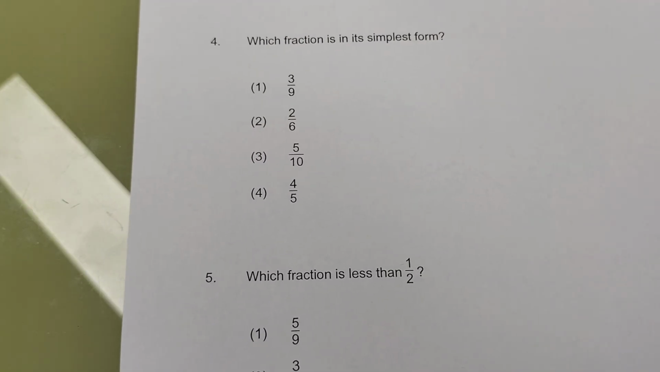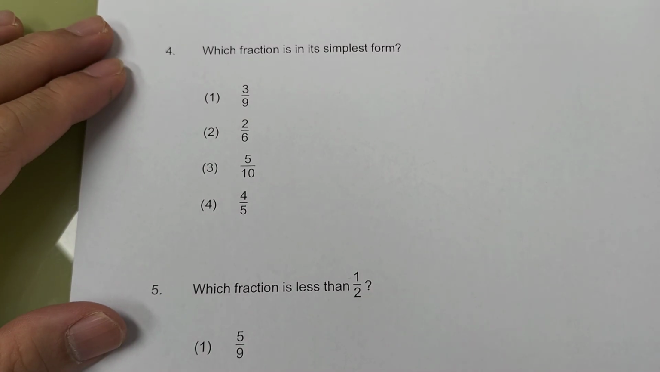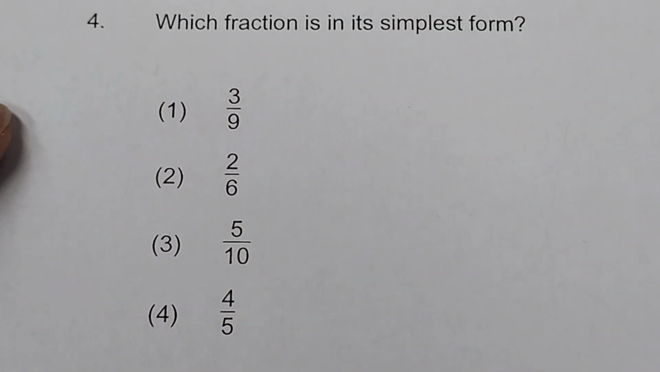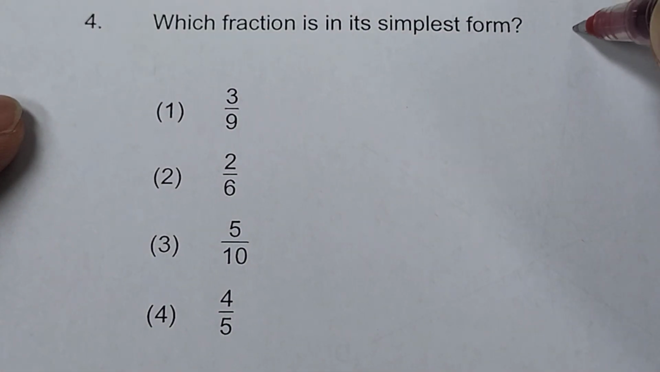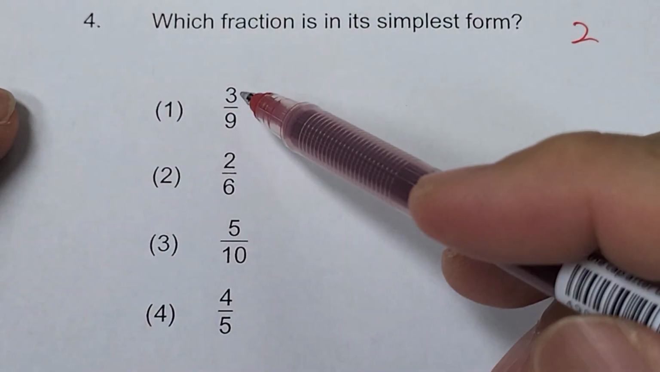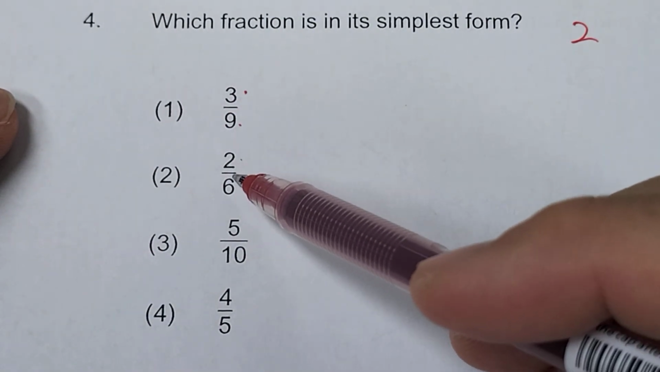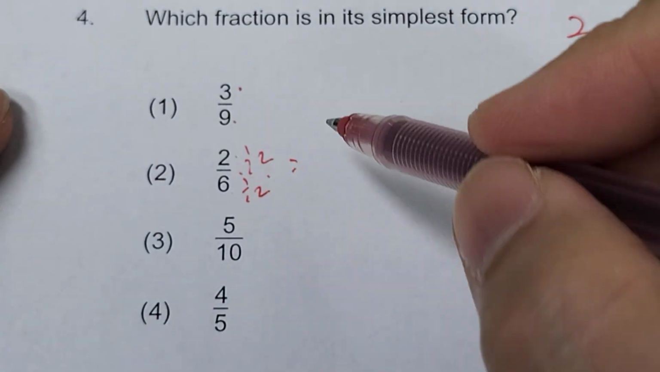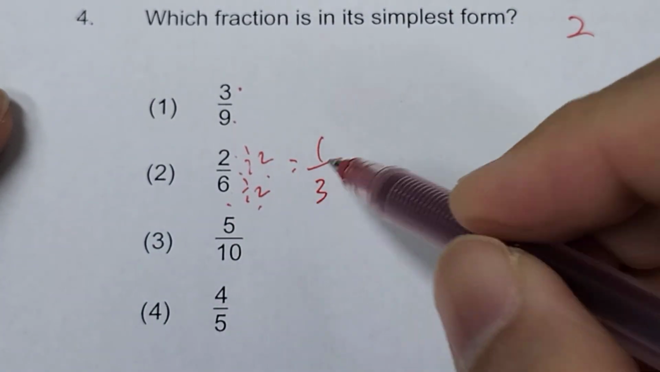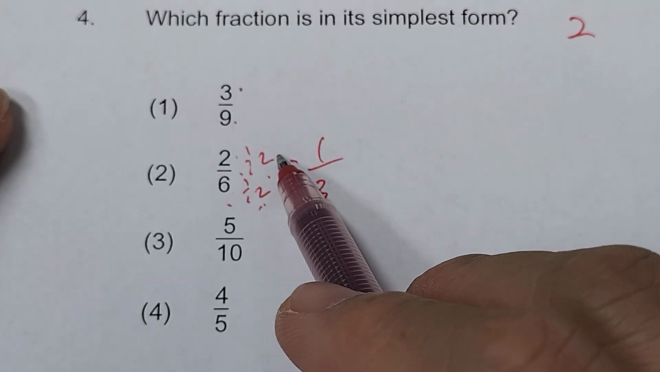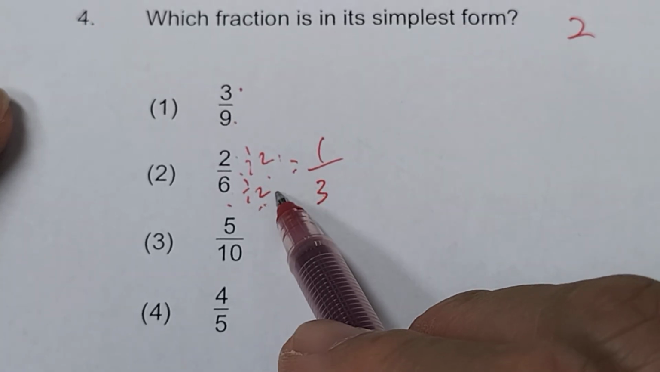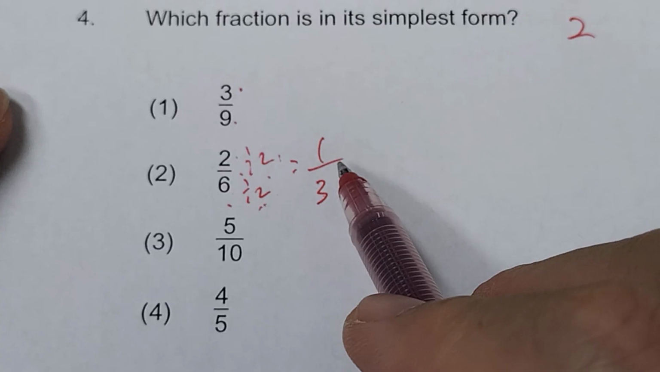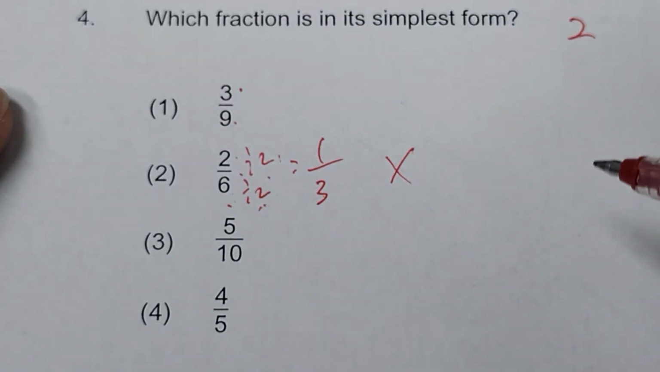Now next one, question 4. Which fraction is in the simplest form? Simplest means that you can't make it smaller anymore. So for example, I'll first think of the numbers I can divide. Let's try to divide by 2. Can divide by 2? Cannot. Can divide by 2? Yes, I can divide by 2. So 2 divided by 2 is 1. 6 divided by 2 is 3. So if I can still divide the numerator and the denominator by the same number and get a smaller looking fraction, this tells me this is not in the simplest form.